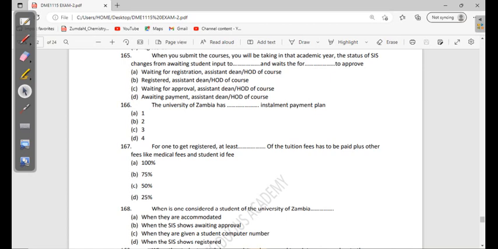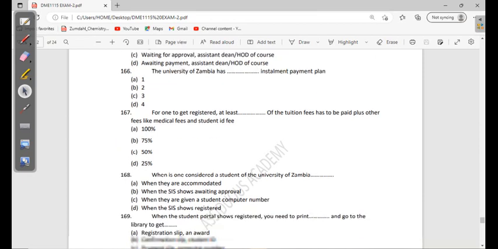166. The University of Zambia has dash installment plan: 1, 2, 3, 4. So the University of Zambia has got 4 installment plans, one in each quarter of the year.